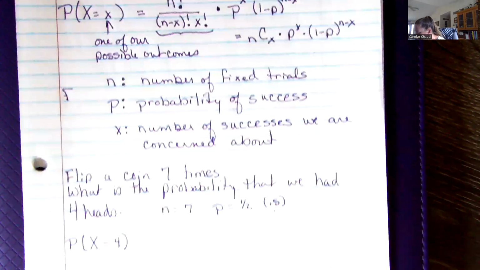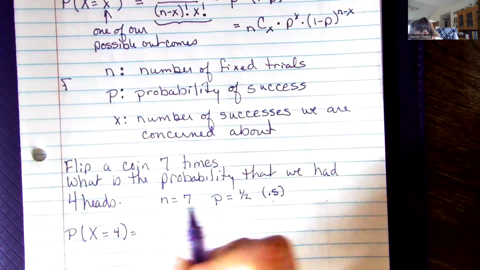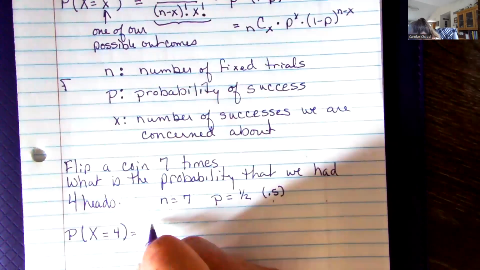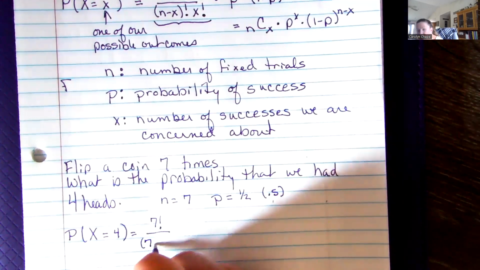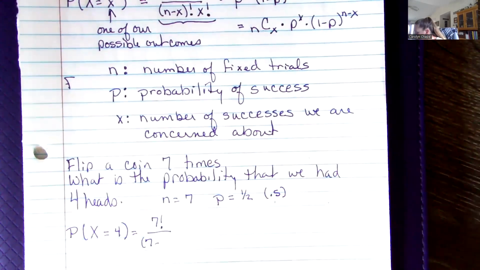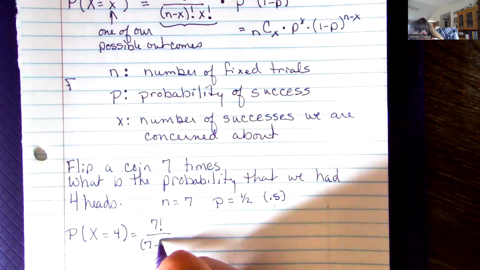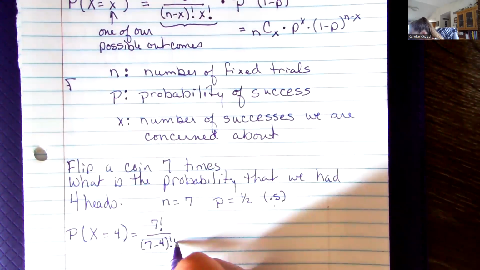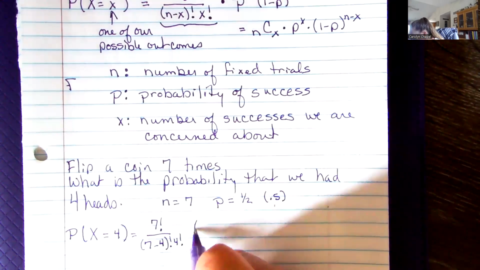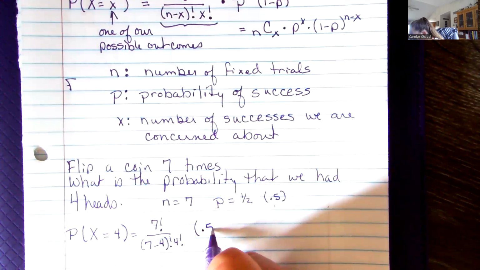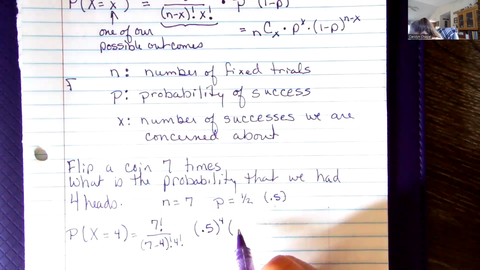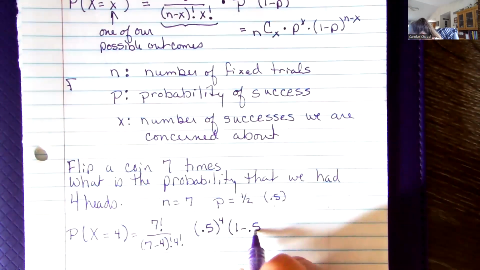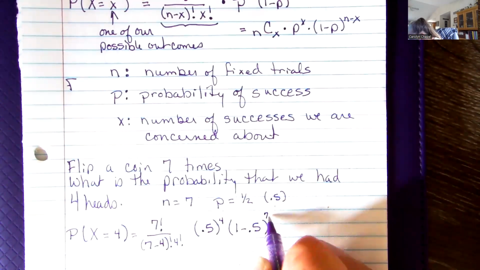All right, so I'm going to put the pieces in here. So my n is 7. And I'm kind of doing it longhand for those of you that like to do all the math. 7 minus 4 factorial, 4 factorial. We will have our 1/2, or I'll put 0.5 to the x, which is 4. My 1 minus 0.5 is this 7 minus 4.